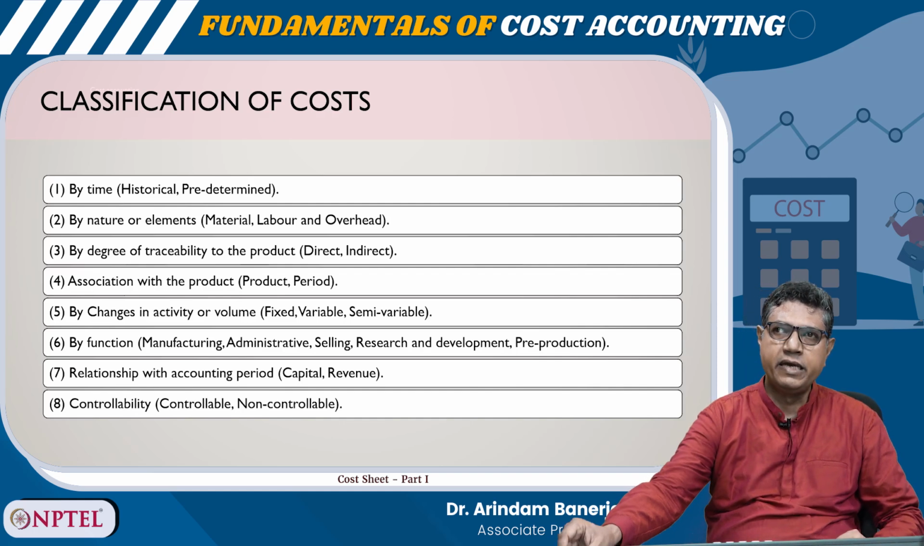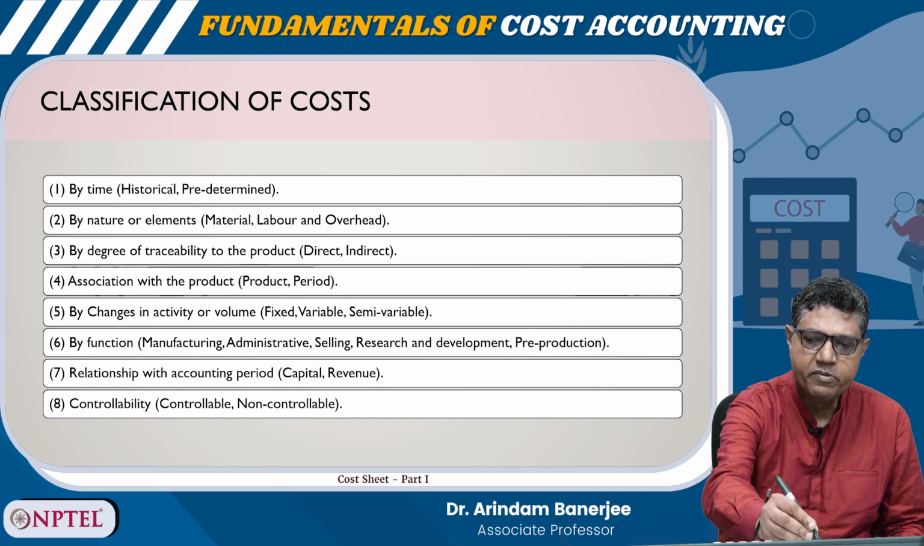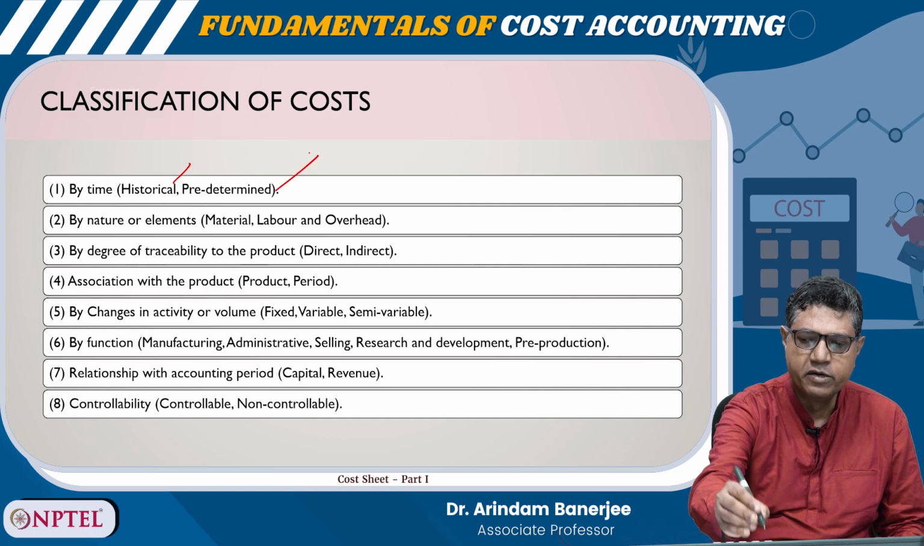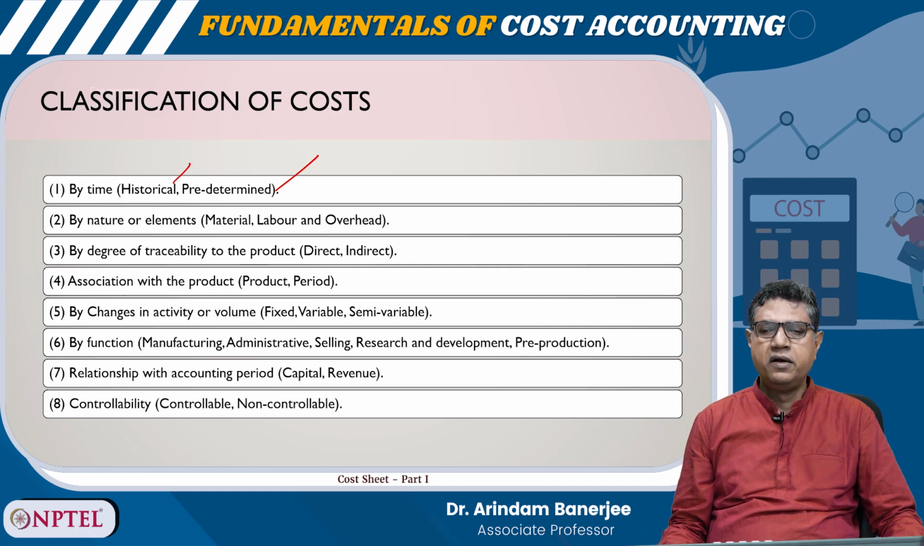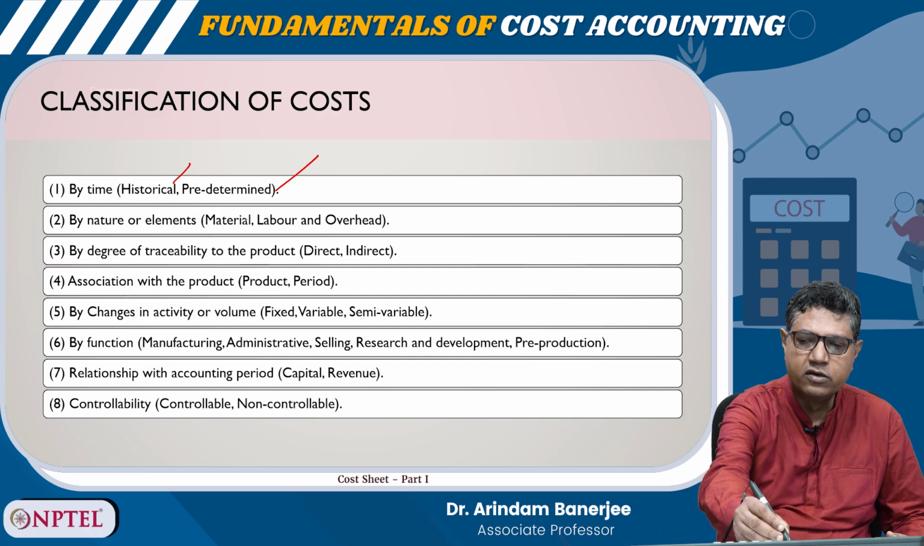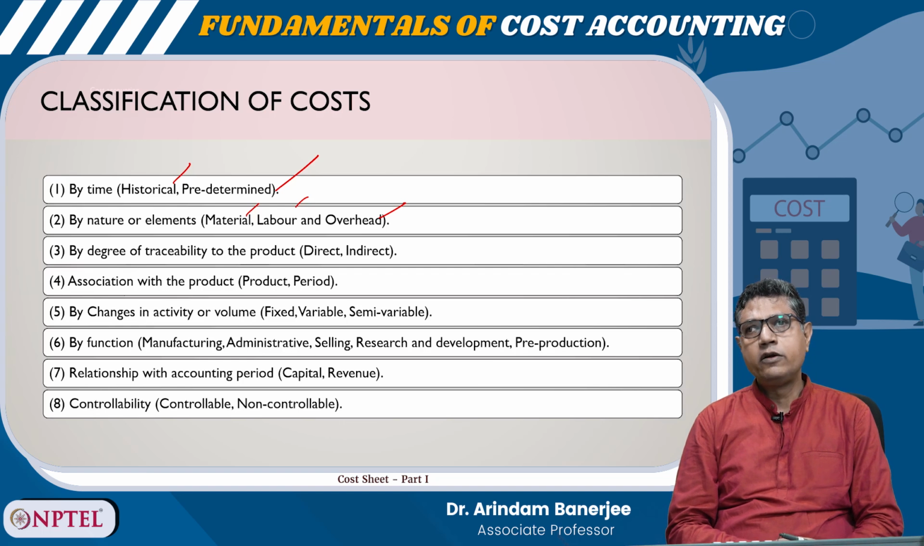The first one is by time. That is, it can be historical or it can be predetermined. Historical means the cost has already been incurred, and we can use this cost for recording purposes, for forecasting the future cost, etc. The second way of classification is by nature of elements, like for example the material cost, labor costs, and the overhead costs.